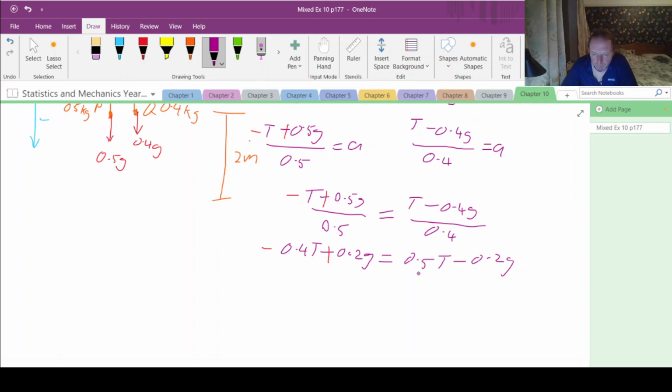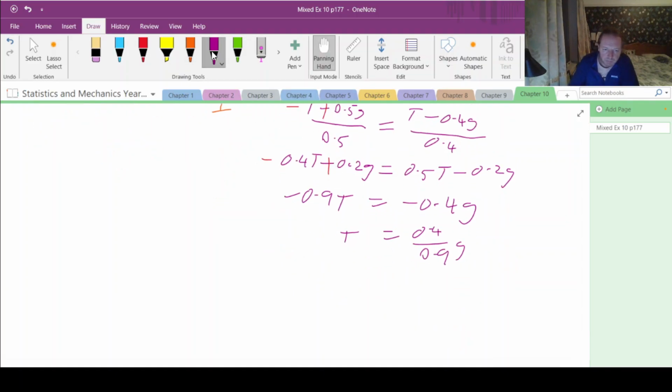Okay, bring the 0.5 over, so minus 0.9 T is equal to minus 0.4 G. T is going to be 0.4 over 0.9 G, which I think just multiplies out, doesn't it? For 4 over 9 it does. So tension is 4 over 9 G newtons.